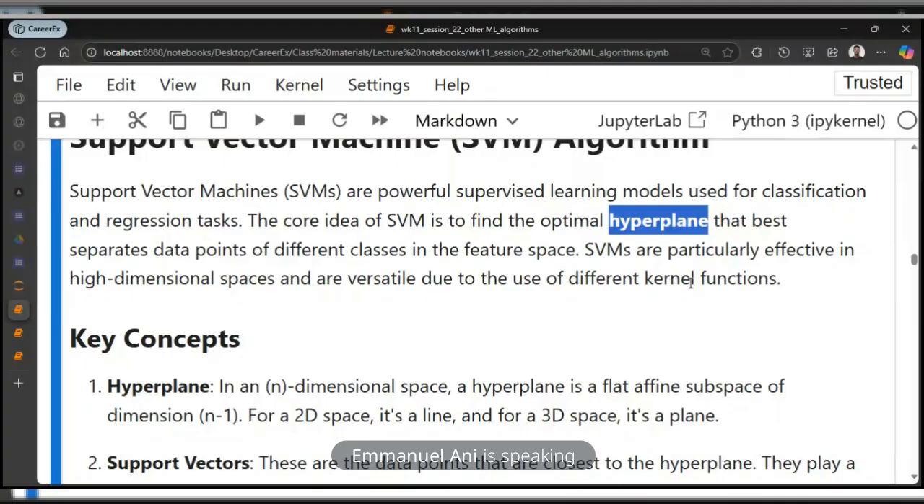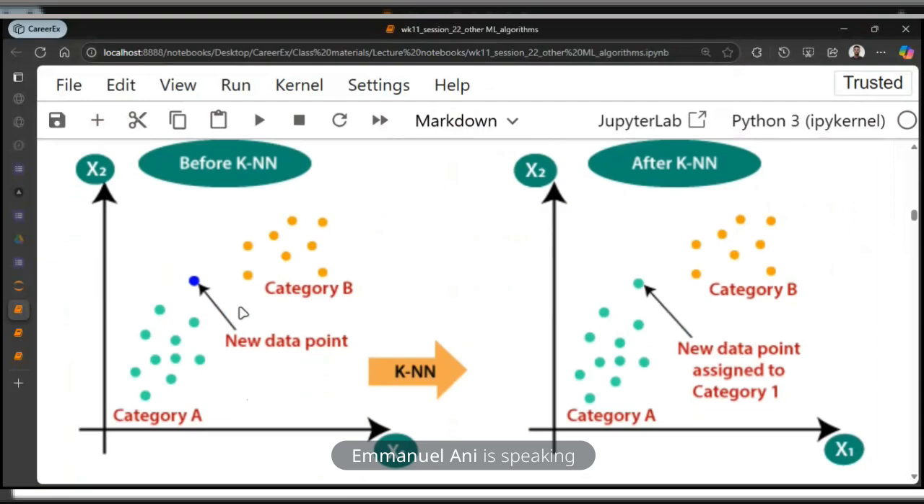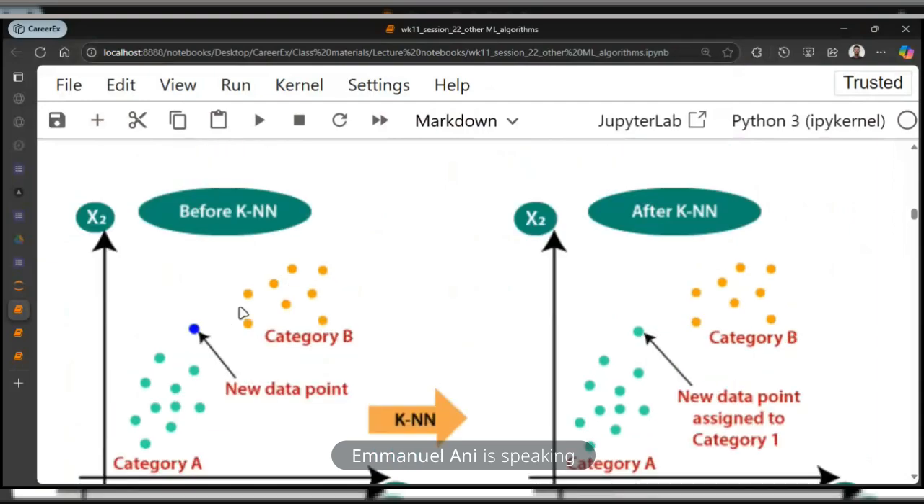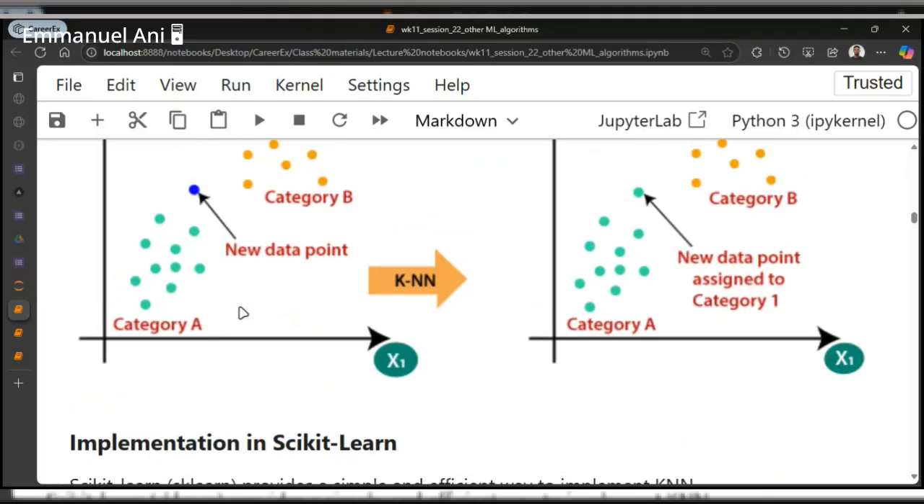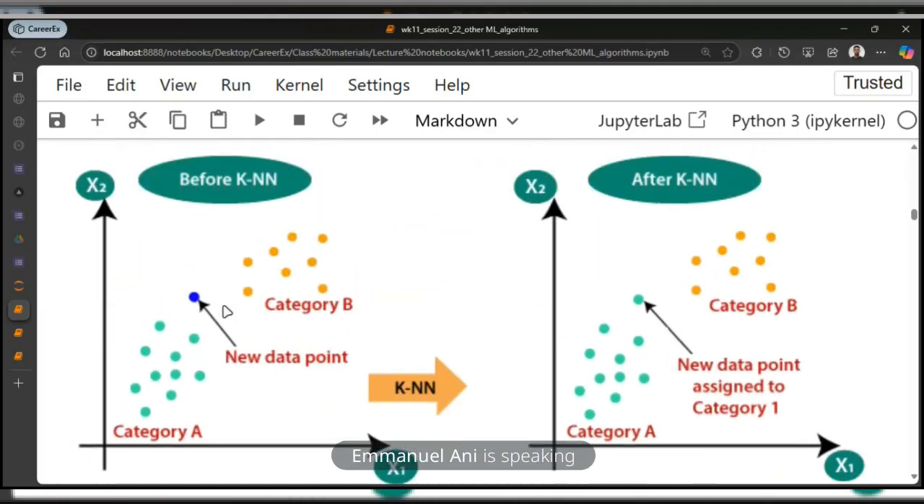Let me go back to this particular case. I wish I could draw on my screen, but let's just try to illustrate it with this. Let's assume these are our data points. This is a two-dimensional data point, a two-dimensional feature space. So you have two of your features represented here. Now, the hyperplane in this particular feature space is going to be a line.